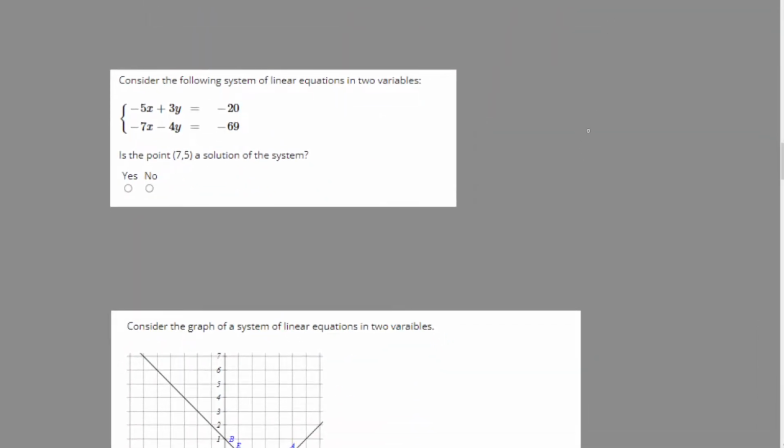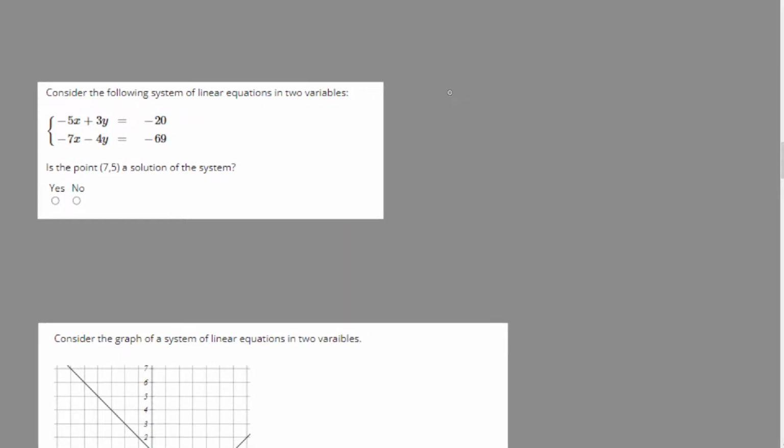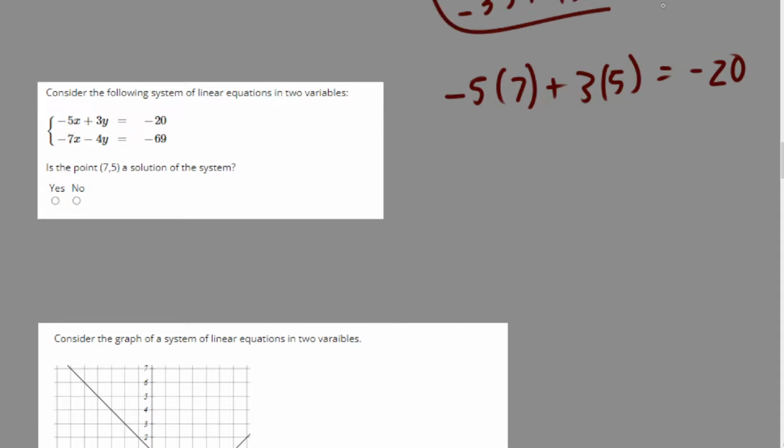This one is asking us to consider the following system of linear equations in two variables. And it says, is (7, 5) a solution of the system? What we want to do is plug in 7 and 5 for our x and our y. So negative 5 times 7 plus 3 times 5 equals negative 20. That will give us negative 35 plus 15, and negative 35 plus 15 is equal to negative 20. So (7, 5) is a solution for our top one.